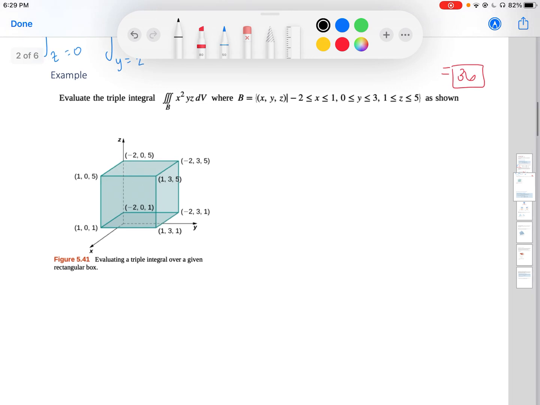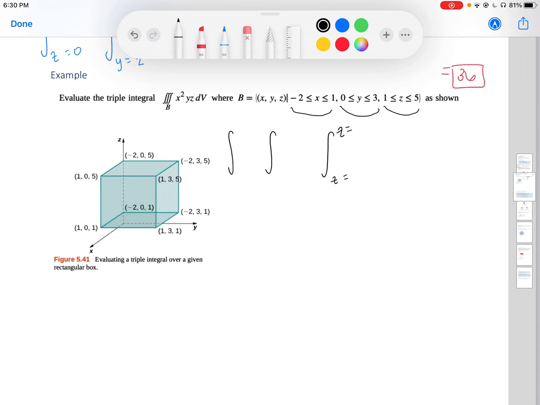Now, our second example is also set up for us. Our question reads, evaluate the triple integral of x squared yz dV, where x is bounded by -2 and 1, y is bounded by 0 and 3, and z is bounded by 1 and 5. So we have a box, and our bounds, just like the previous question, are also constants. So we can integrate in any order that you'd like, but I said z first, right? So getting rid of z is nice.